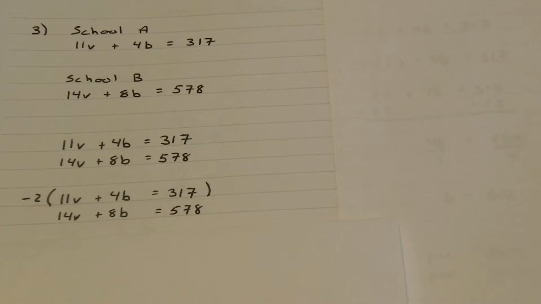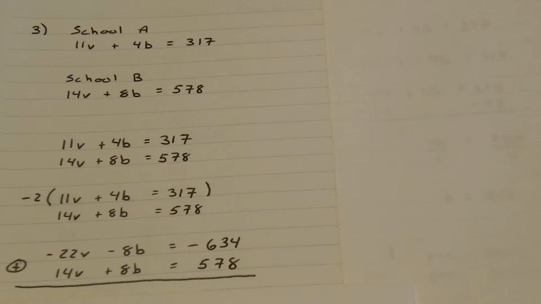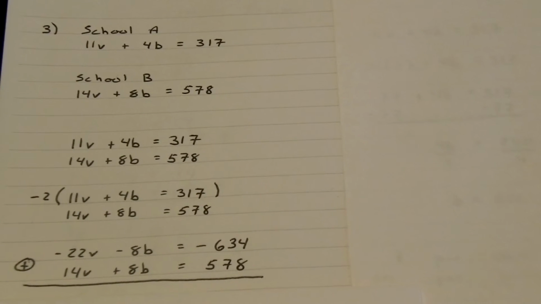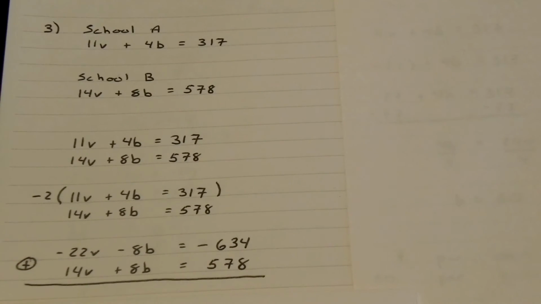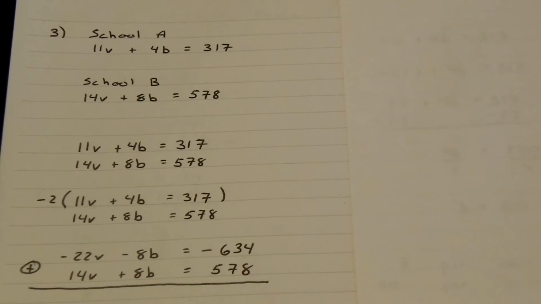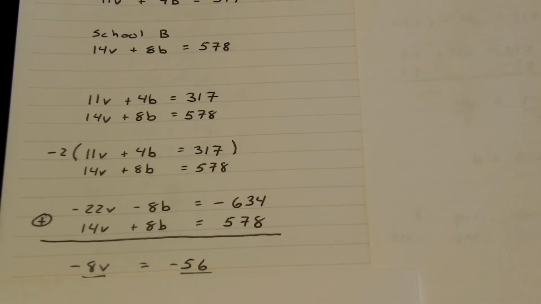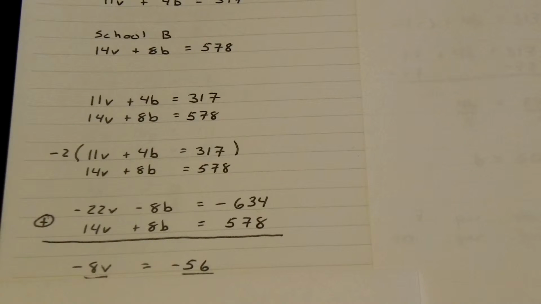When I distribute that -2 through the top equation, I now have two equations: -22V minus 8B equals -634, and 14V plus 8B equals 578. I can now combine these two equations, and hopefully my B terms, which are now opposites, will be eliminated, and I'm left with -8V equals -56.